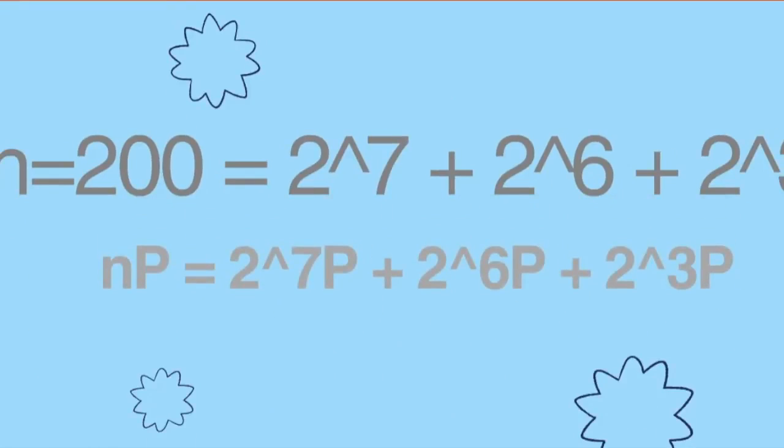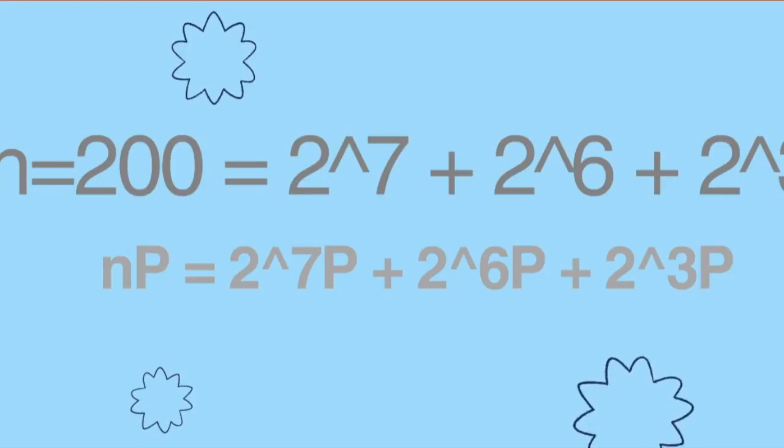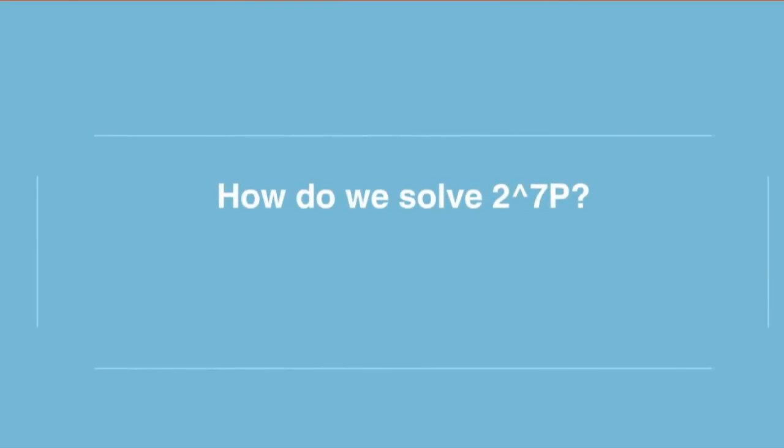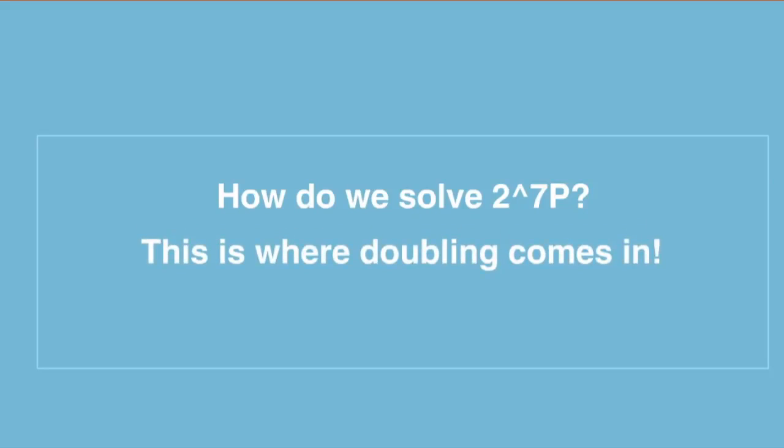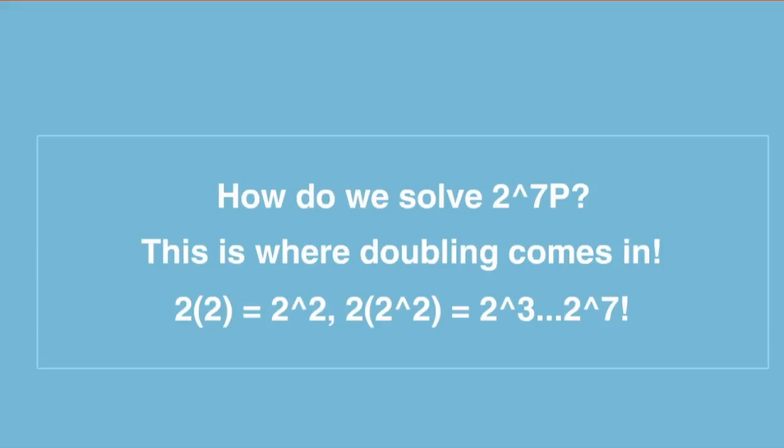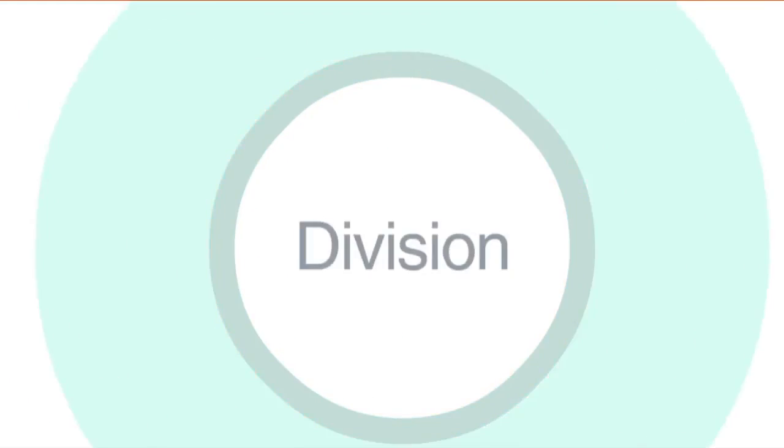So we can rewrite this as 2 to the power of 7 plus 2 to the power of 6 plus 2 to the power of 3. Remember how we're multiplying this by point p, so each one of our terms is also multiplied by p. How exactly do we solve one of these terms? Well, this is where the doubling comes in. Because 2 doubled equals 2 to the power of 2. Doubling that gives us 2 to the power of 3. Continuing on this way, we can get 2 to the power of 7 and all of our other terms. Adding it will give us the multiplication.